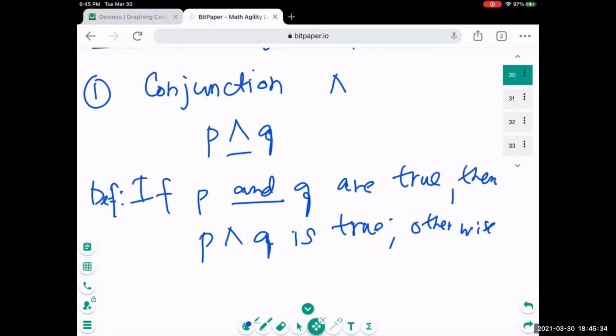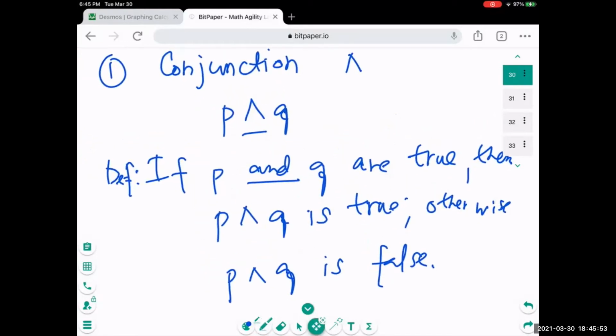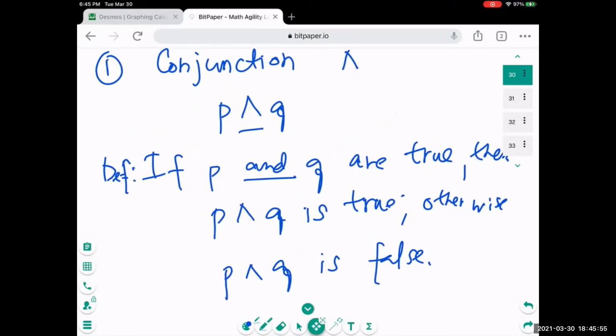Otherwise, P conjunction Q is false, right? So that is our first logical operation. It's called conjunction. And its symbol is like an inverted triangle without the side at the bottom part.